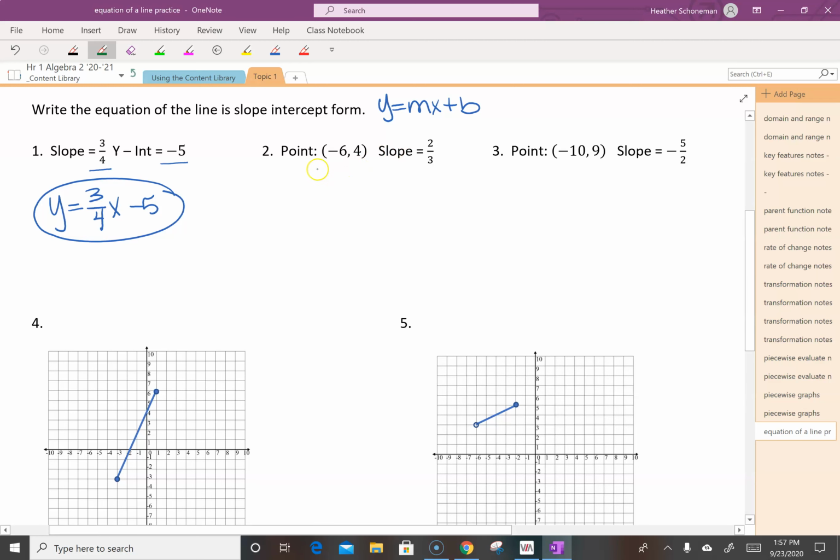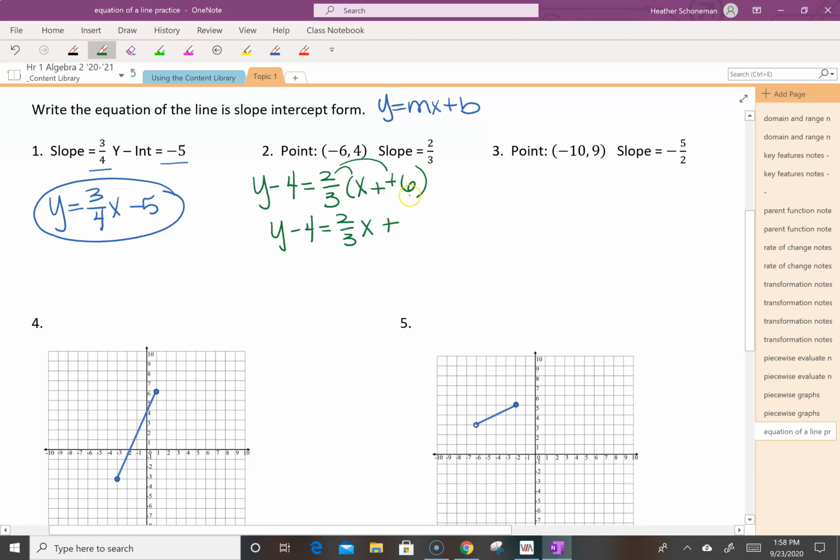On number 2, they don't give you the y-intercept. So this is when we're going to have to put it into point-slope form. In point-slope form, we'd have y minus y1, which is 4, equals our slope, 2/3, times x minus x1, which is negative 6. Minus a negative is plus a positive. Now we're going to distribute. So I get y minus 4 equals 2/3 x. 2/3 is positive and so is 6, so when we multiply, we get a positive.